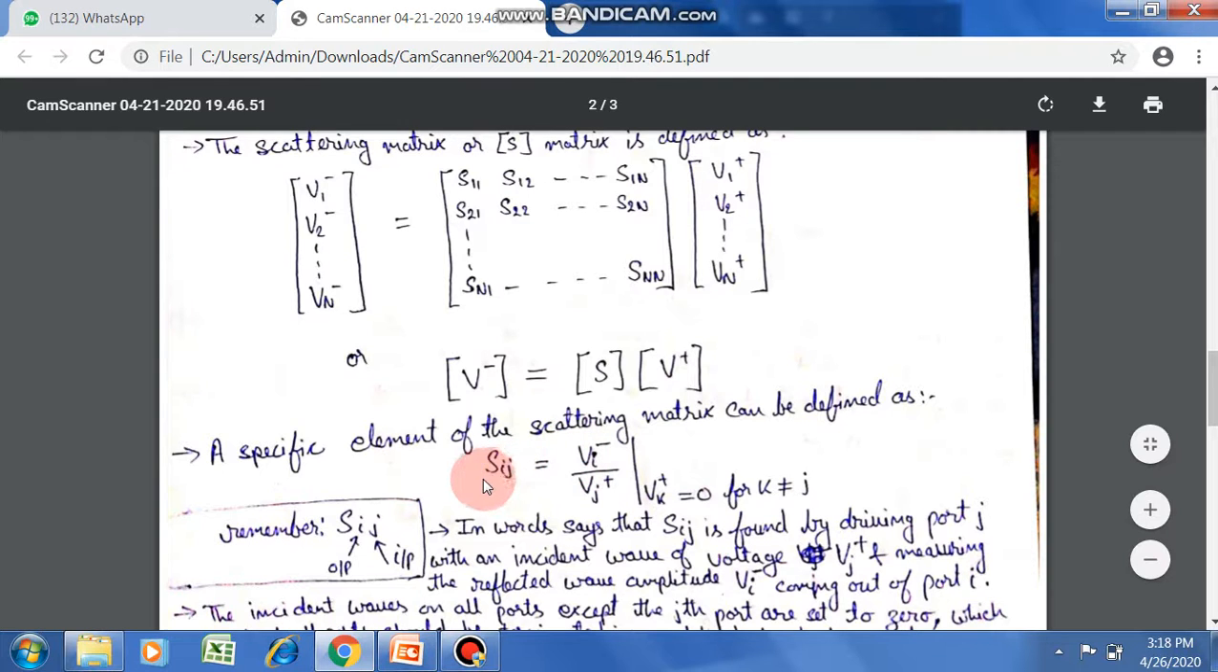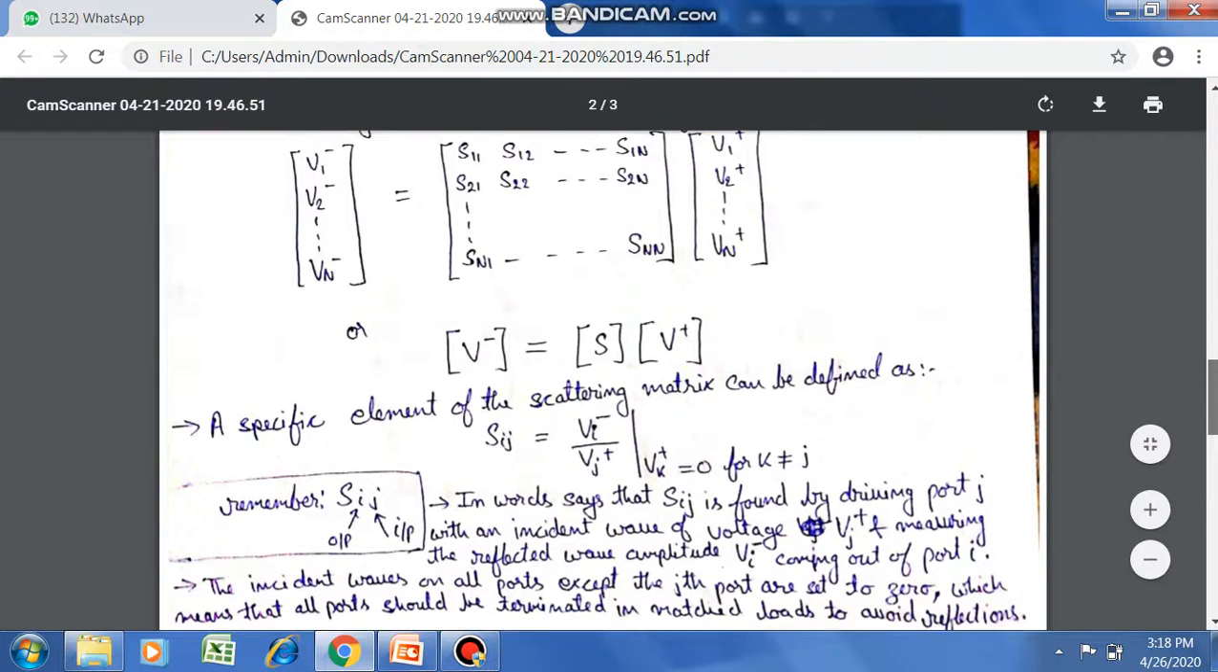If you want to find an individual element of the S matrix or S parameter, then what is the formula? First concentrate here. Remember this always: the first thing is output, the second thing is input. So it is output reflected voltage upon input incident voltage. This is the only voltage ratio for the S parameter, and all other incident voltages are zero.